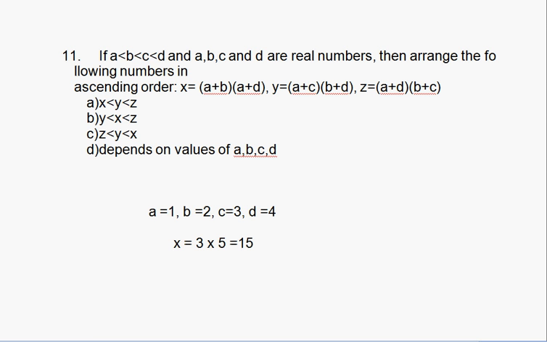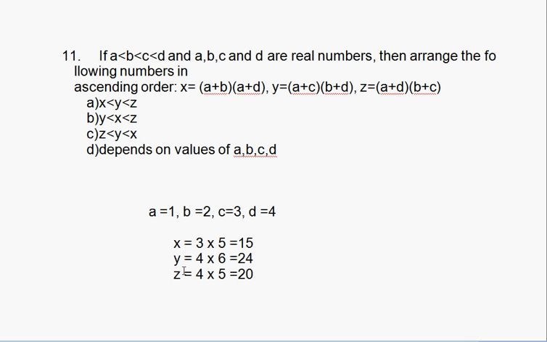y would be a + c, which is 4, into b + d, which is 6, so 24. And z is equal to a + d, which is 5, and b + c, which is 5, and it is equal to 20.